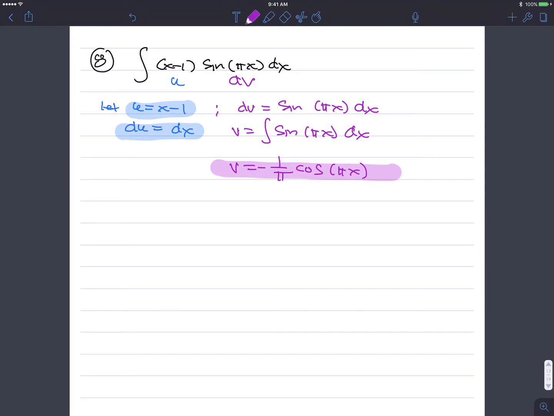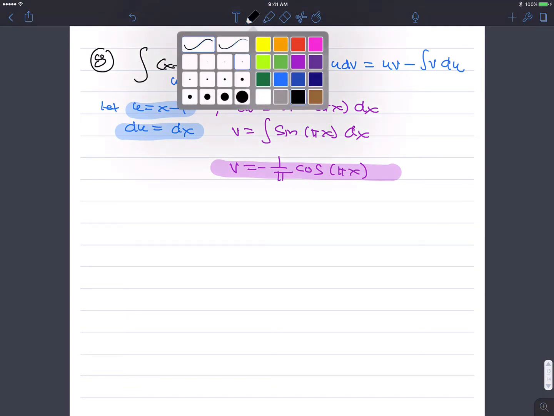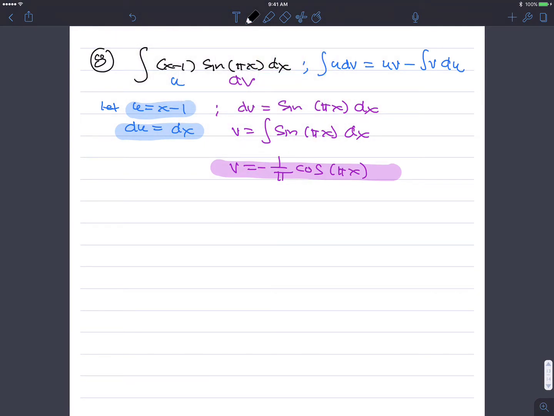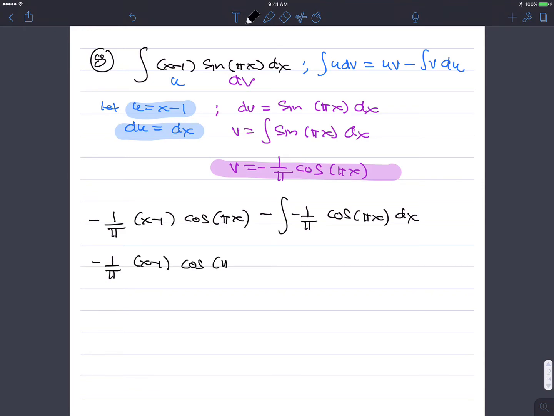u, and du. So, IBP: the integral of u dv is uv minus the integral of v du. What we end up with is the following: uv, minus 1 over pi (x minus 1) cosine pi x. This is uv minus the integral of, now v is negative 1 over pi cosine pi x, and du will be simply dx. So I get minus 1 over pi (x minus 1) cosine pi x here, plus 1 over pi times the integral of cosine pi x dx.